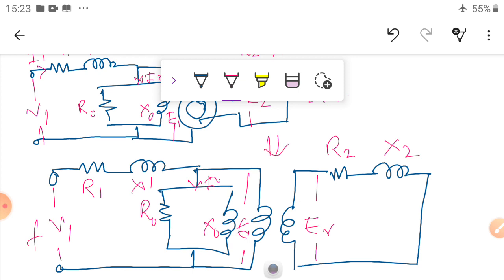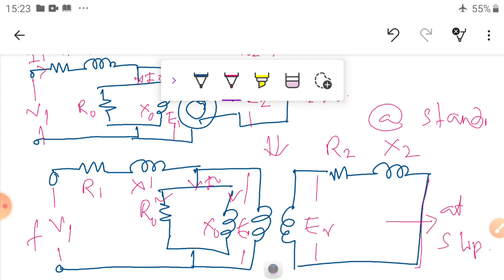Now actually this is at standstill condition. At standstill, the rotor is shorted and works as the secondary of a transformer in short circuited condition. These are the secondary winding parameters and the primary winding parameters, with the magnetizing current and working components, as you know. This is the standstill condition, where S is equal to 1.